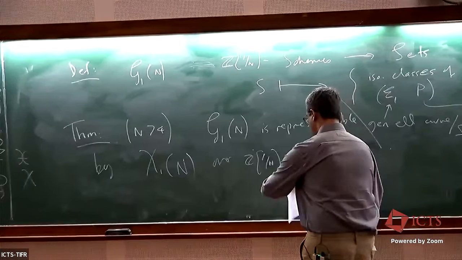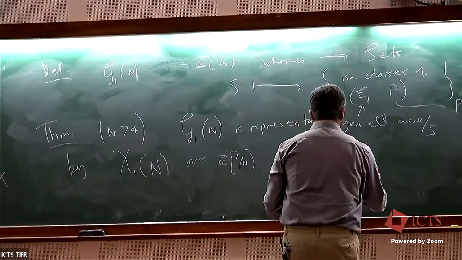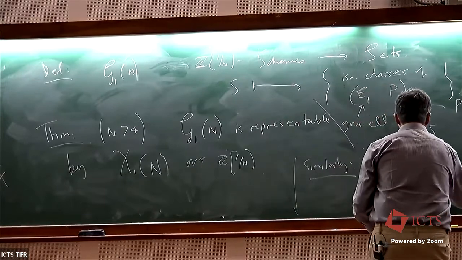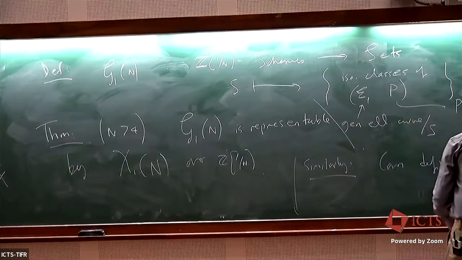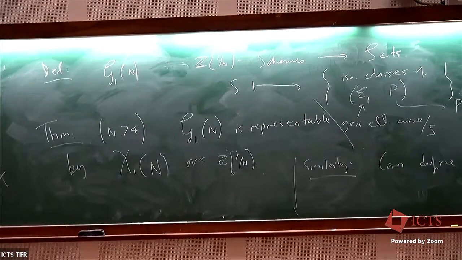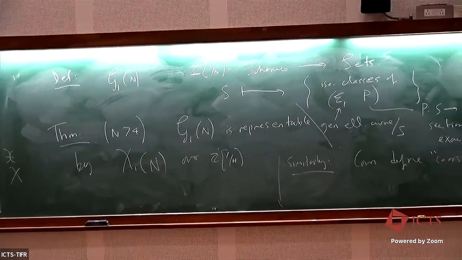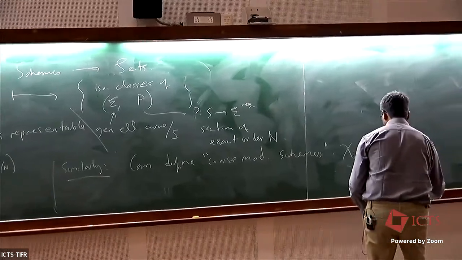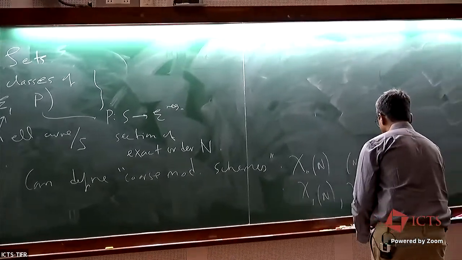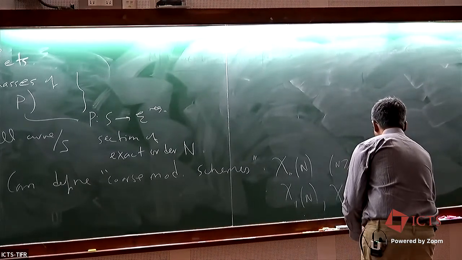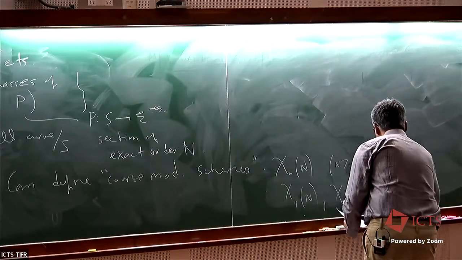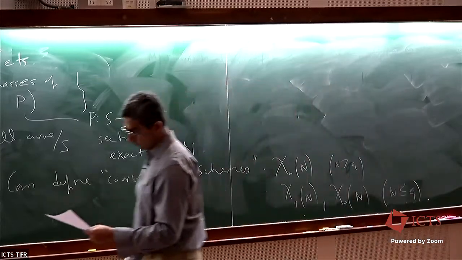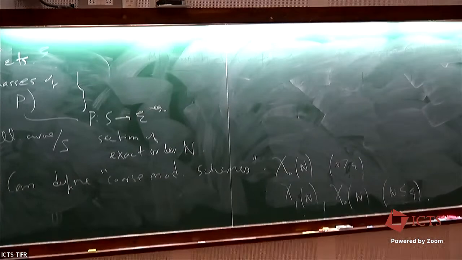Similarly, one can define moduli schemes X0(n) for n greater than or equal to 4, and also X0(n) and X1(n), using diamond operators to get down to X0(n), but with some special tricks for X1(n) and X0(n) for n less than or equal to 4. There's a bit of discussion on that, but I won't get into it.